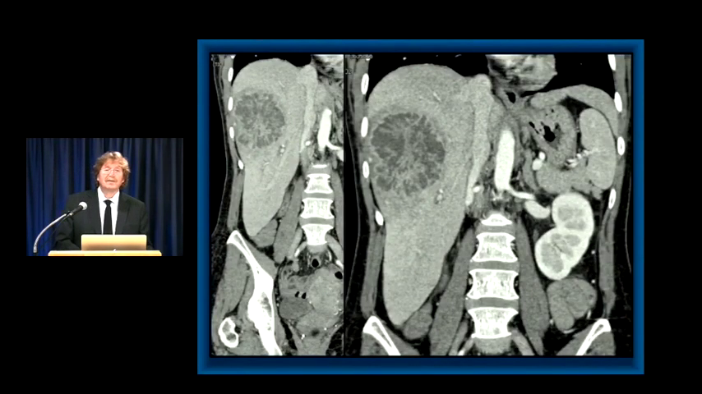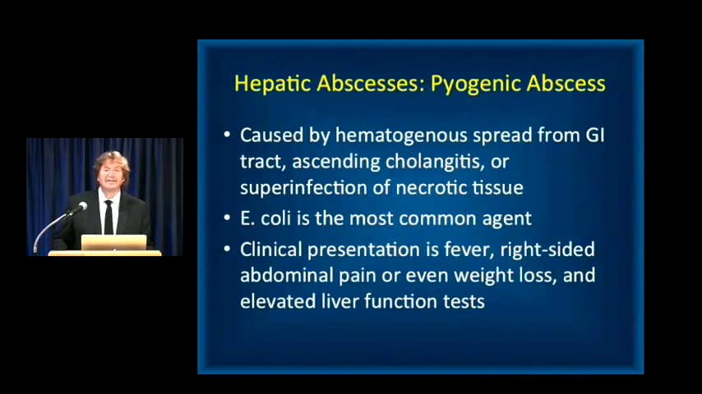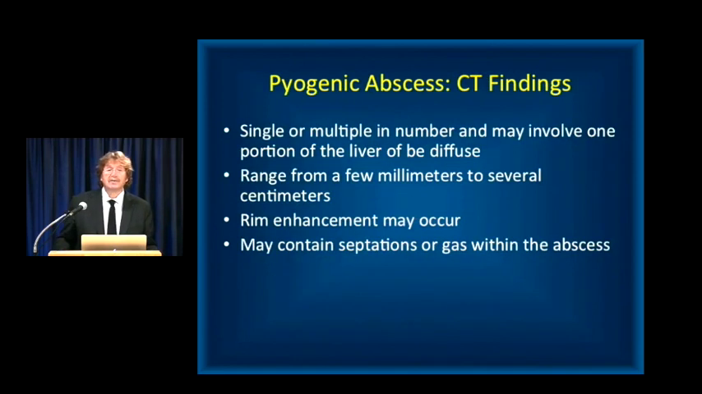As I mentioned, some of the key facts with pyogenic abscesses: caused by hematogenous spread from the GI tract, ranging from ascending cholangitis to infection of the necrotic tissue. E. coli is number one. Clinical presentation, fever, right-sided abdominal pain, even weight loss, and elevated liver function tests. And you can see why this would overlap a lot with tumor, particularly in a patient with known tumor. So it can be somewhat tricky.